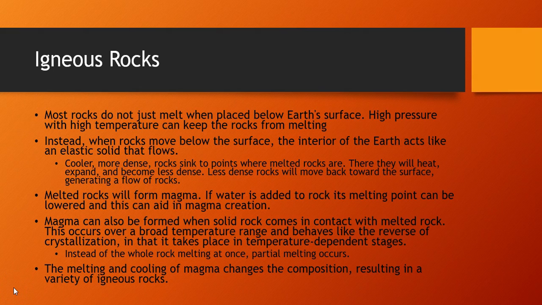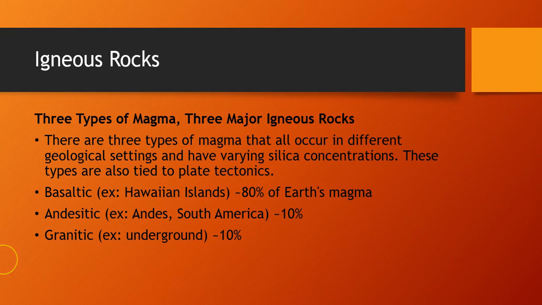And so when you have magma melting and cooling like this, it changes the composition, and you can get a variety of different types of igneous rocks. So we have three types of magma that occur in three particular geological settings, and they have varying silica concentrations. And so we have three major types of igneous rocks: basaltic igneous rocks, which make up about 80% of the Earth's magma, and then andesitic magma, and then granitic magma. And these account for the types of igneous rocks as well.